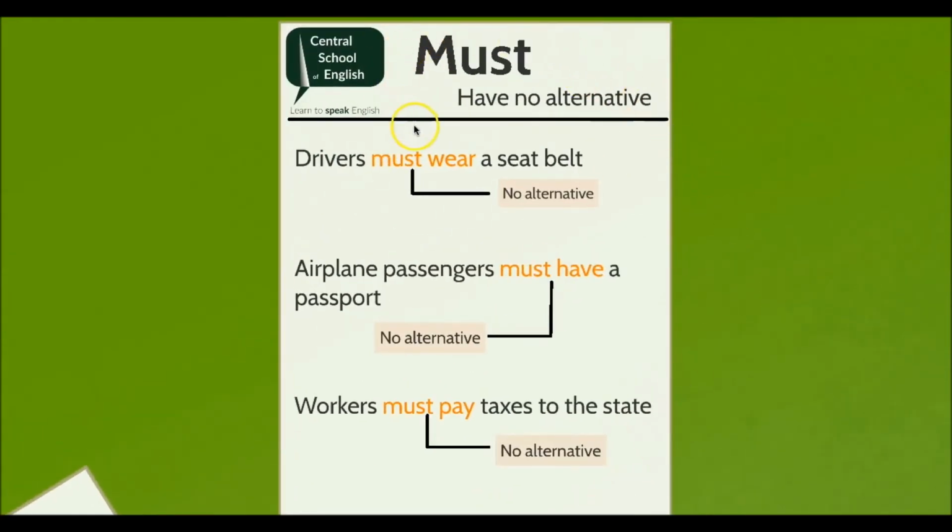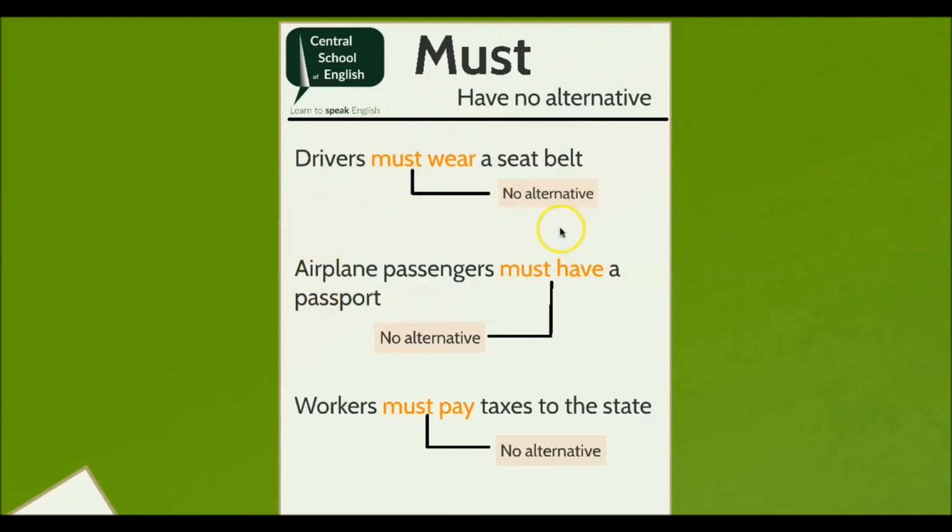We use the modal verb must to communicate a strong obligation to do something. When we use the modal verb must, we communicate that the speaker has no alternative. We often use the modal verb must to communicate obligation as the result of a law or rule. For example, we can say, drivers must wear a seatbelt. In this sentence, we use the modal verb must because drivers do not have an alternative. Wearing a seatbelt is the law.